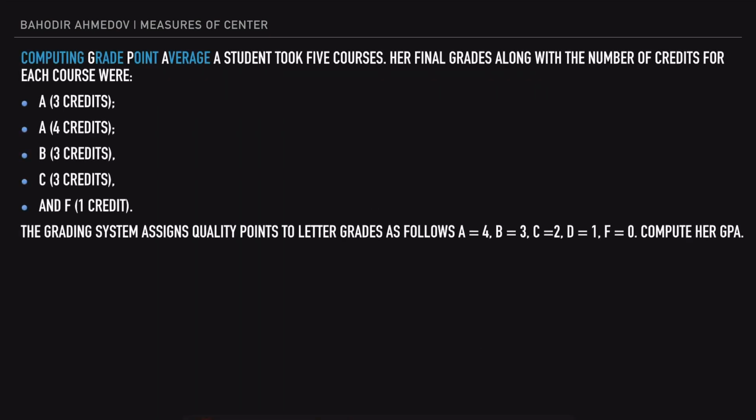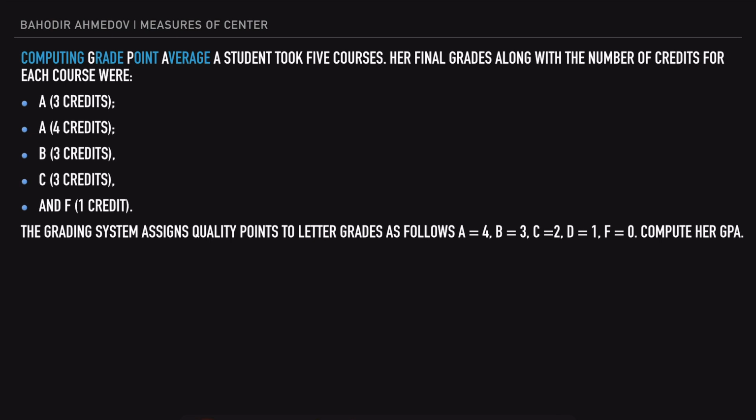Let's calculate the grade point average of a student. Sometimes we call this the GPA of a student. A student took 5 courses. Her final grades along with the number of credits for each of the courses are given in the following table. She got A from the first course, which was 3 credits, and A from the second class, which was 4 credits, B from the third class, 3 credits, C from the fourth class, 3 credits, and F from the last class. So we need to find the average grade.